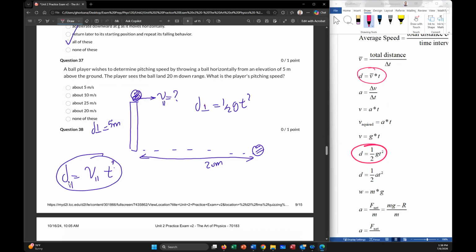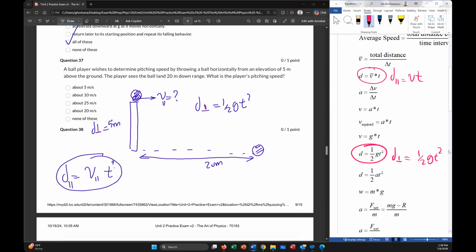Let me change the color. D vertical, this is vertical. It does make sense, this one means horizontal, this is vertical. So this is going to be d vertical in projectile motion, 1 over 2 g t squared. What is the d horizontal? D horizontal is going to be V times t. Good? We already have d horizontal, and we want to find the V horizontal. But we need to find the time. We don't have time, but we go back to d vertical, which we already have.